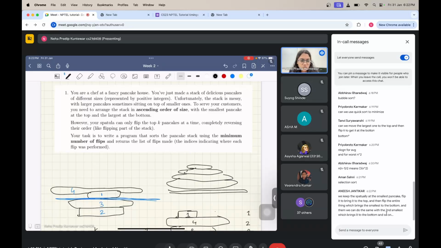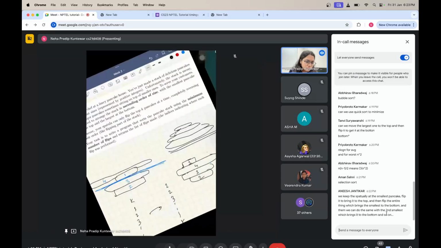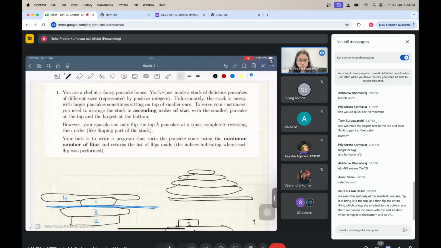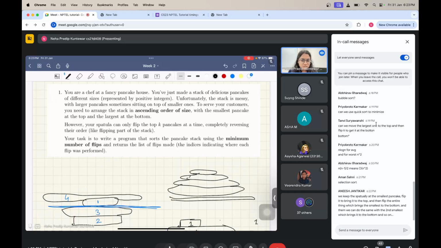And for those who are thinking along the lines of, say, quick sort or bubble sort, is it clear why it will not work? Does the comment address the problem, or do you have questions? If so, we'll discuss the solution. I think what Suyog, Anish, and Tanvi, the idea that you are all thinking is on the correct lines. So we will discuss that solution. We will analyze its complexity, I mean the number of flips that you need, and then if you have any questions based on your ideas, we can take it up.